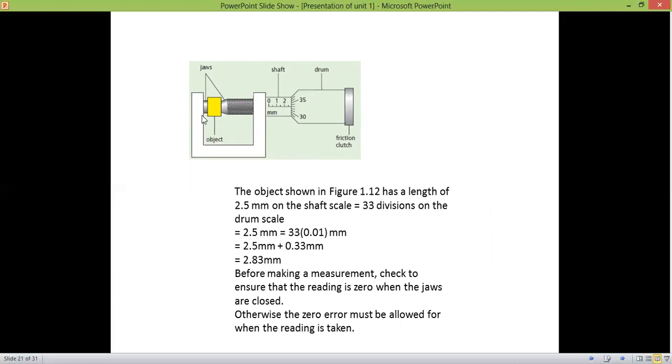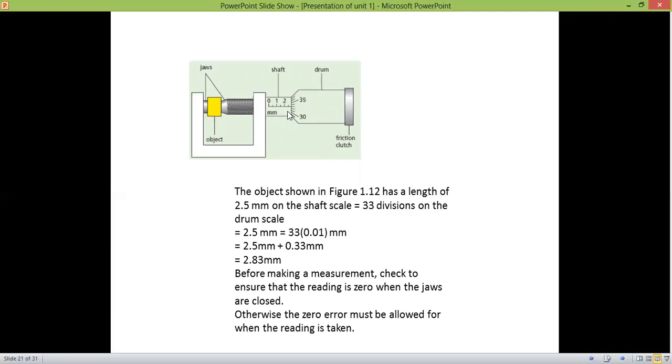Then we have to read the two scales. This one is the main scale and this one is the thimble scale. Main scale has a horizontal line. This line is also said to be the datum line. And this is a thimble scale or a circular scale. So the length of this object will be equivalent to the reading on main scale plus the reading on circular scale.